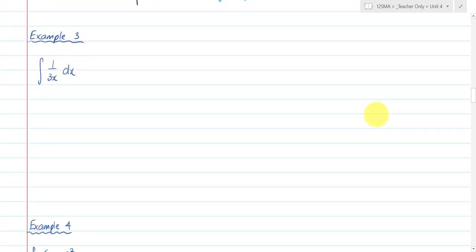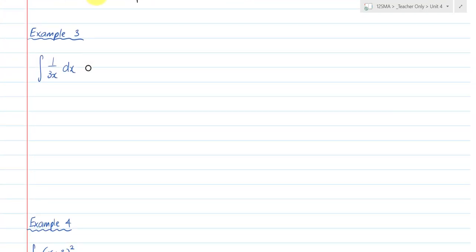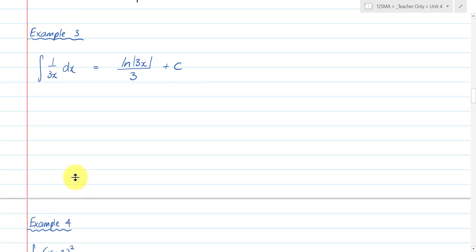So, example 3, a couple of reminders. If we integrate 1 over 3x, this of course is equal to log of the modulus of 3x, divided by 3, because we have to divide by the derivative of the inside function, plus c.